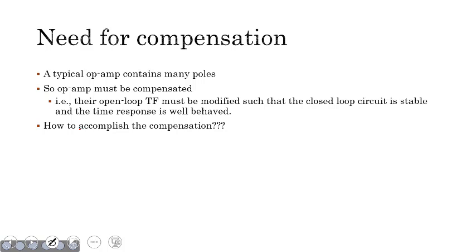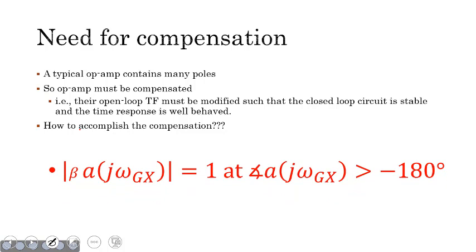Now, what is the rule through which we can attain this kind of condition? The rule is basically our Barkhausen criteria. What it says is, for a loop gain magnitude equal to 1, the phase value of the loop gain is supposed to be greater than minus 180 degrees, right?